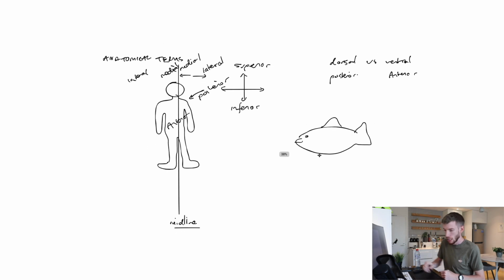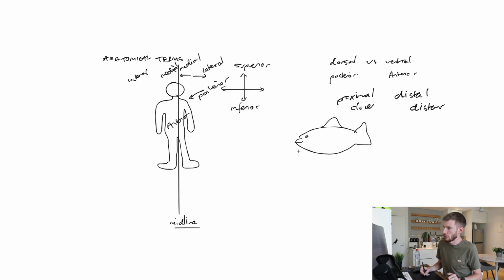Cool. And then the other one we have is proximal and distal. And again, we use this in place of medial and lateral, but it's also not necessarily related to the midline. So the idea is that proximal just means closer to, distal means distant to.